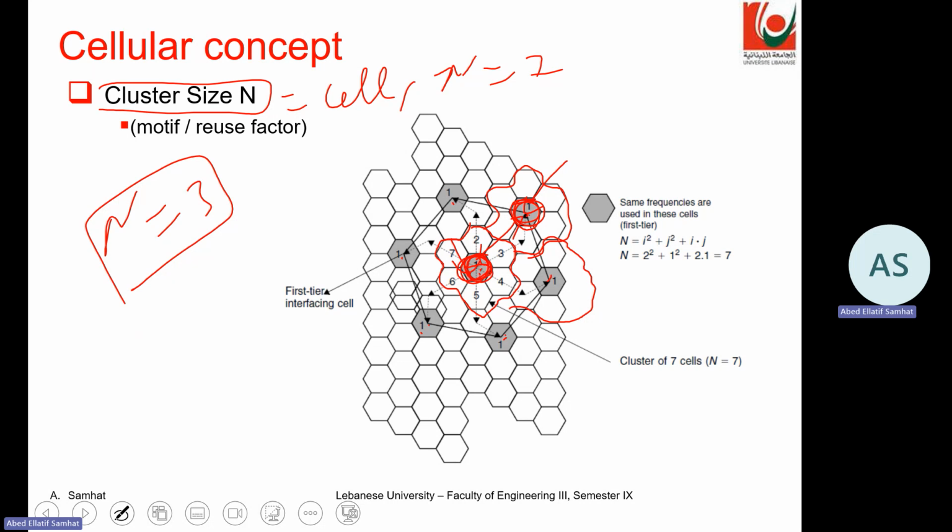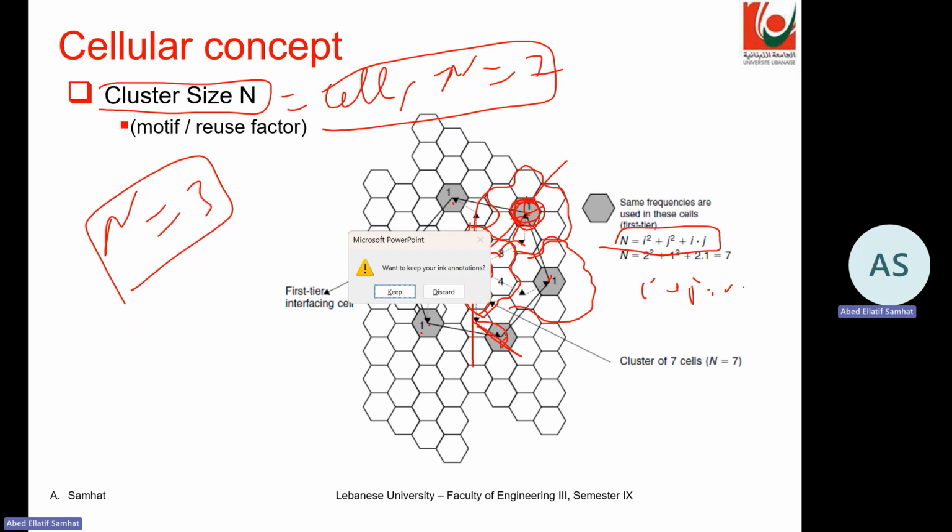Typically, if we want to adopt the cluster size N, it is given as follows: N equals i squared plus j squared plus i times j, where i and j are steps along the axes. So i is one direction and j is the other direction. Typically if I want N equal to 7, this means that we have two steps on this side and one step on the other side.